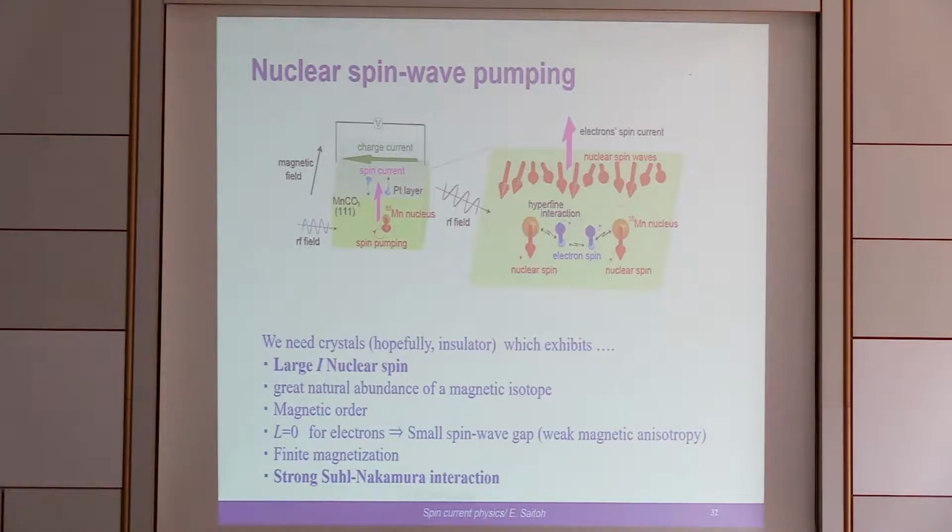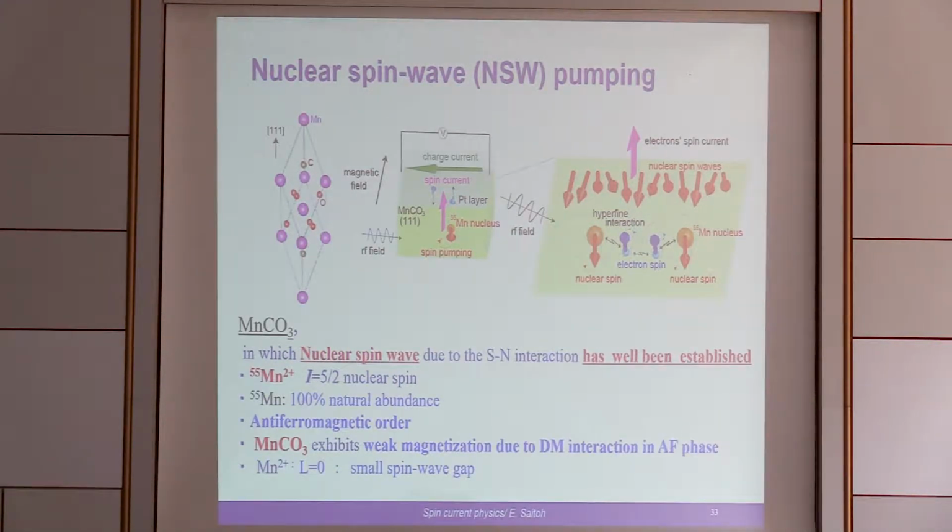So we looked for a material which satisfies these conditions, and we found nuclear spin pumping in an antiferromagnetic material in which the nuclear spin wave was well established long years ago. That is manganese carbonate, MnCO3. In this material, the nuclear spin wave due to the Suhl-Nakamura coupling was well established long years ago.